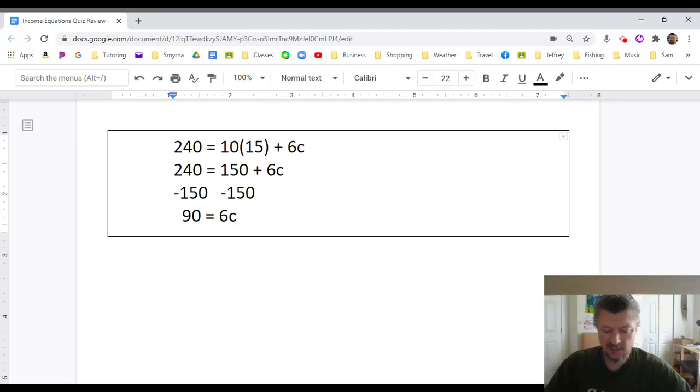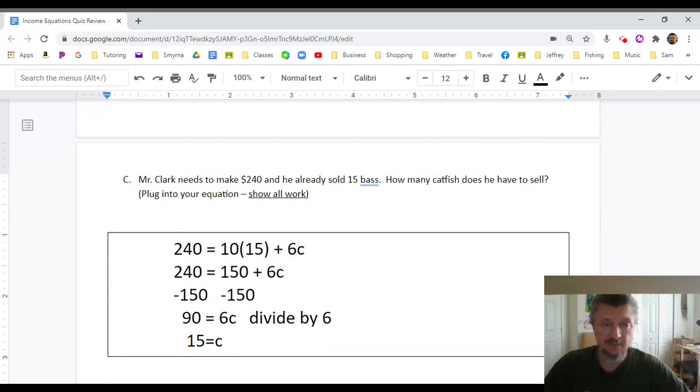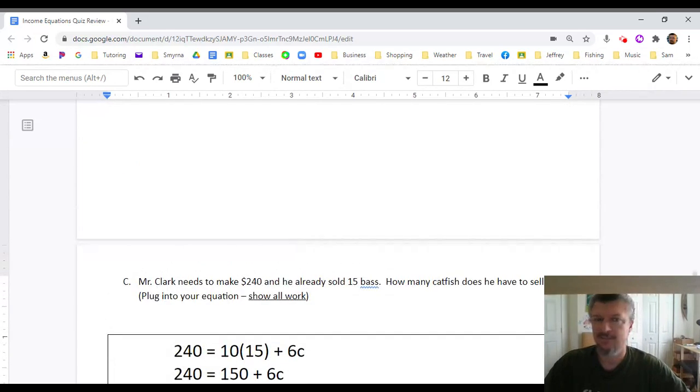So catfish are $6 each. So we're going to divide by 6. I don't know what this one is. 90 divided by 6. No, 60 divided by 6 is 10. 30 divided by 6 is 5. So it looks like 15. So 90 divided by 6 is 15. And 6C over 6, the 6's would cancel. And I'm left with C. There we go. So 15 catfish. Okay. You should be ready for your quiz.